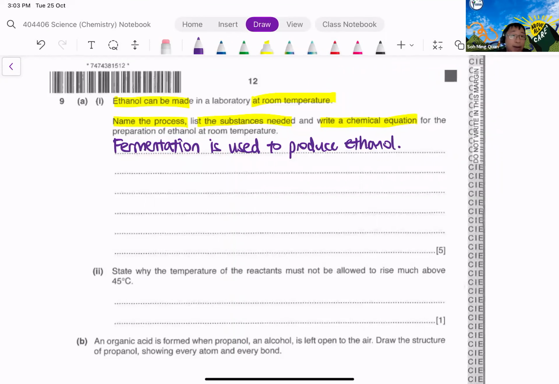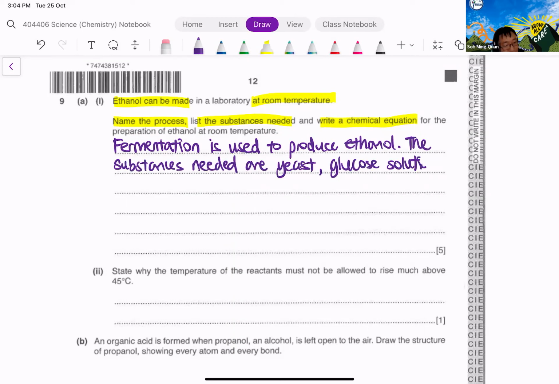All right, what are the substances needed? The substances needed, or the raw materials, are yeast and glucose solution. Many students remember yeast, but not the glucose. You need to remember glucose, okay? You need to first have glucose solution or else there's nothing to ferment, right? The substances needed are just yeast and glucose solution.